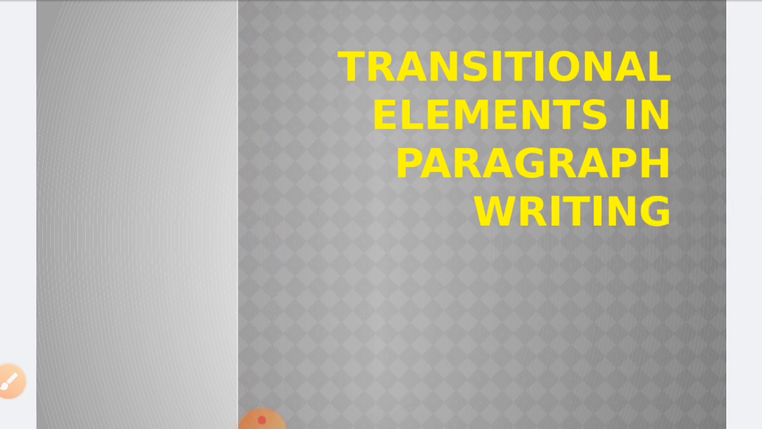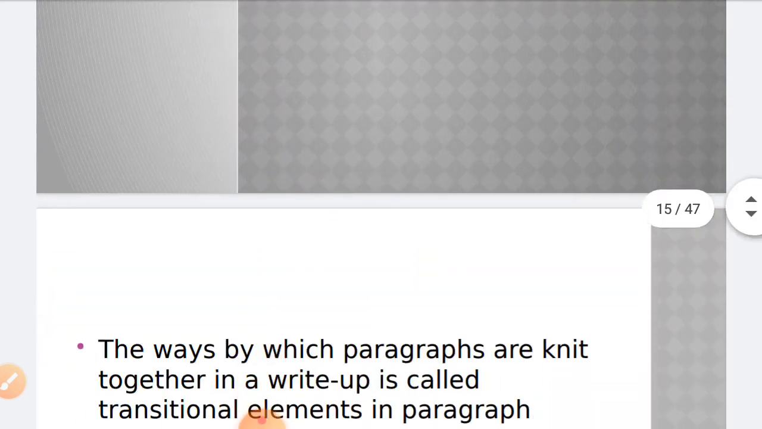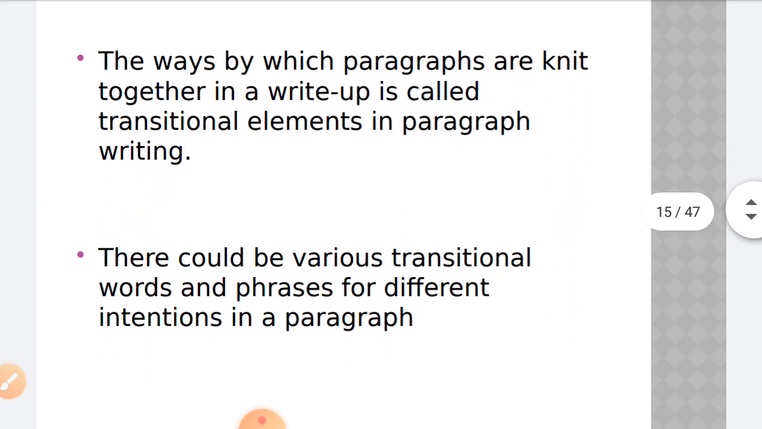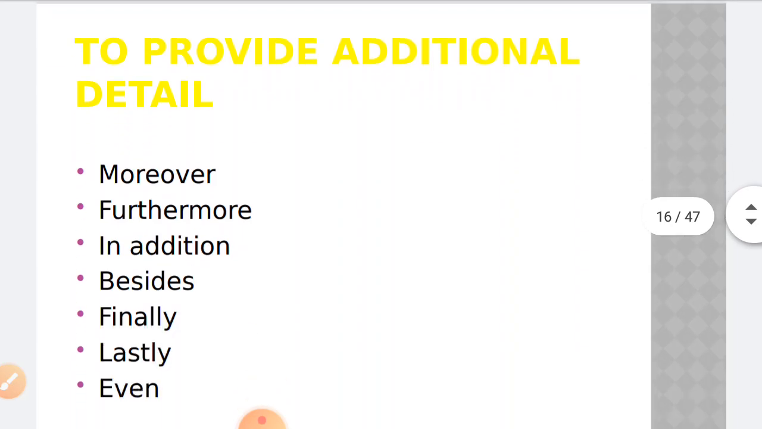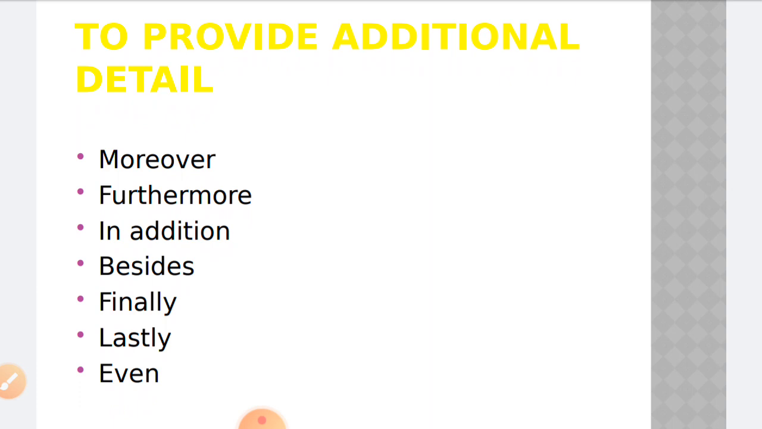Transitional elements in paragraph writing. The ways by which paragraphs are knit together in a write-up are called transitional elements in paragraph writing. There could be various transitional words and transitional phrases for different intentions in a paragraph, such as, in order to provide additional detail, we may use words like moreover, furthermore, in addition, besides, finally, lastly, even.